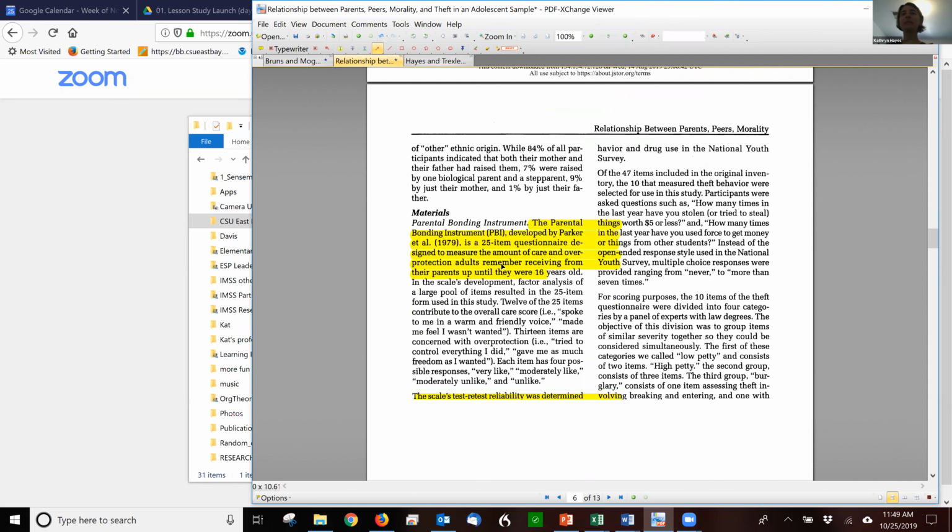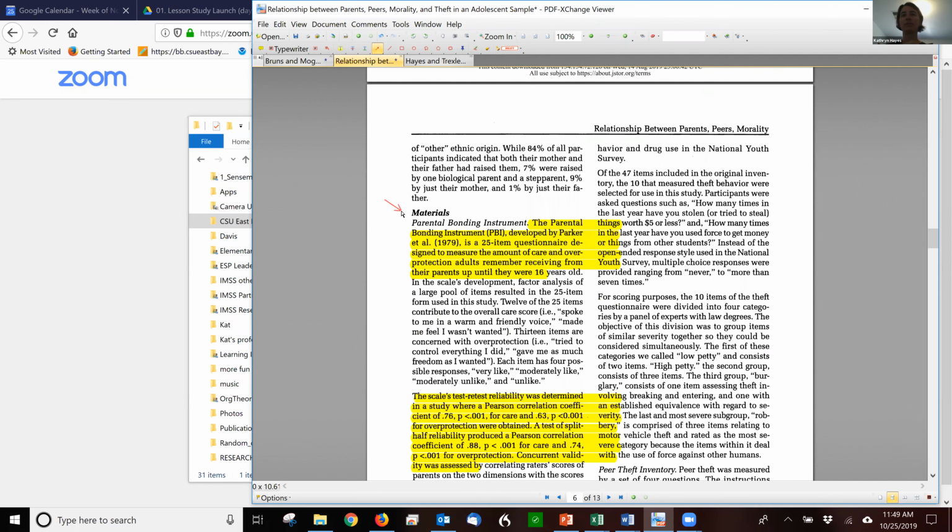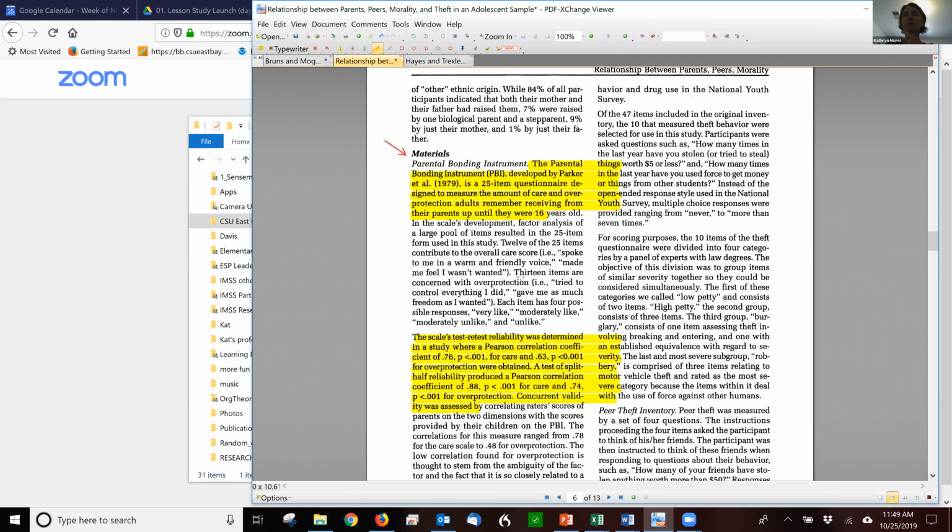Now, under materials, this is the same thing sort of as instruments, right? They talk about the instrument. Now, this is where you can talk about validity of the instrument. And they do actually mention some aspects of validity.